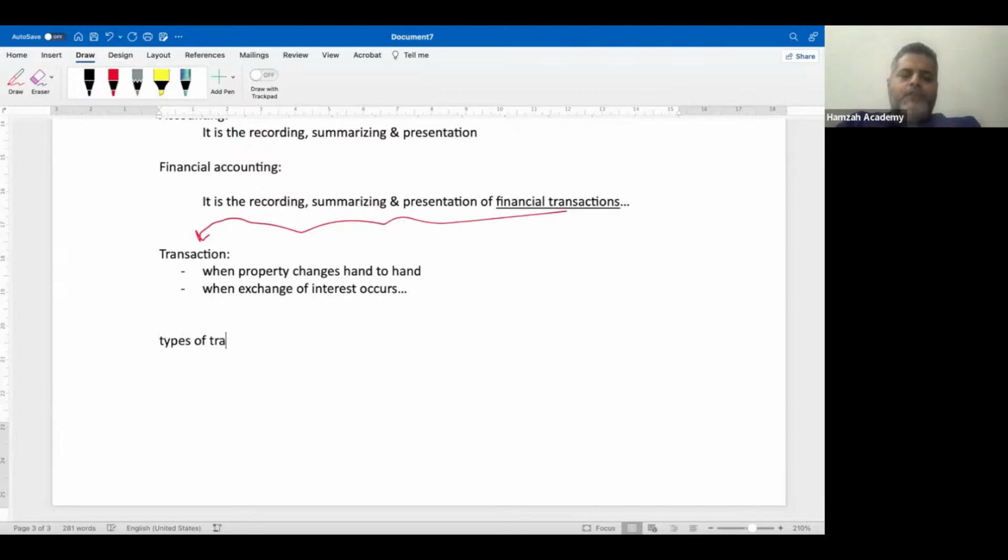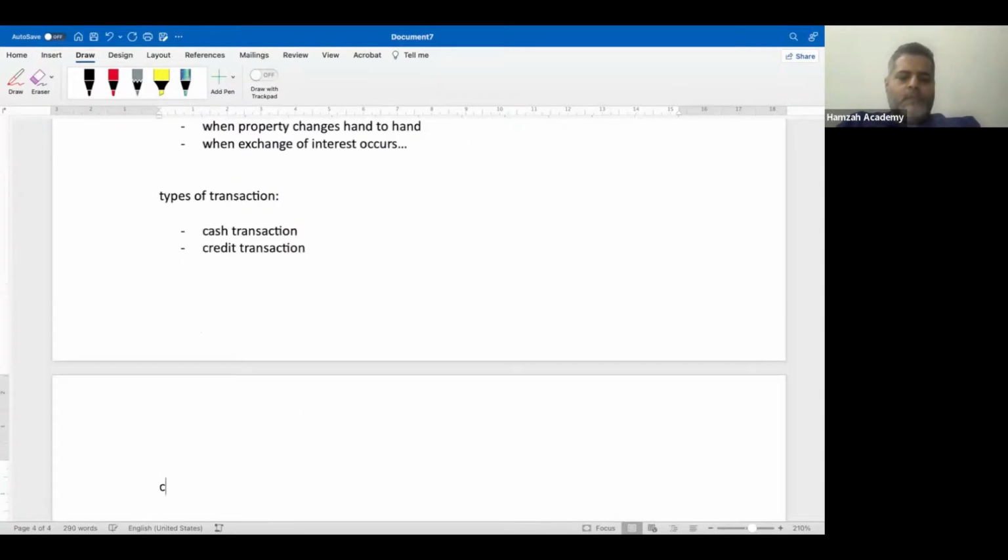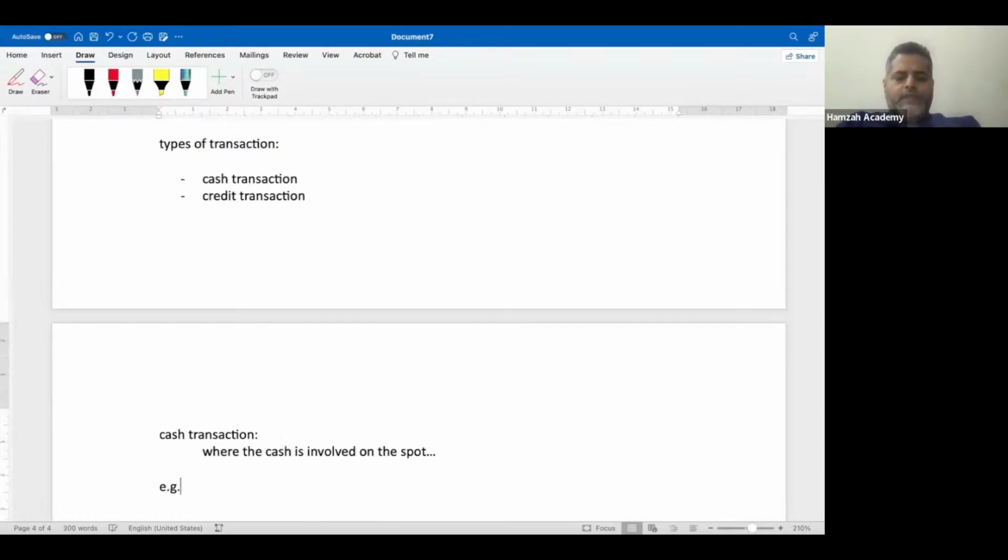Then we have types of transactions. We have a cash transaction and we have a credit transaction. A cash transaction is where the cash is involved on the spot, for example, buying anything for cash.